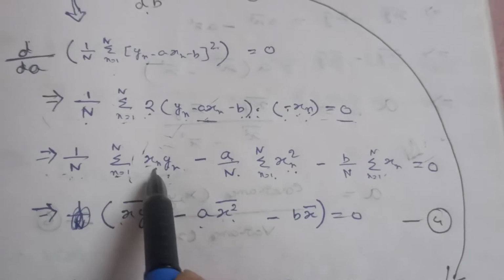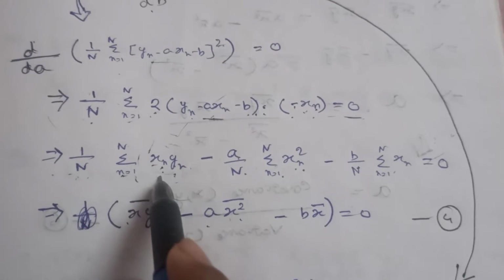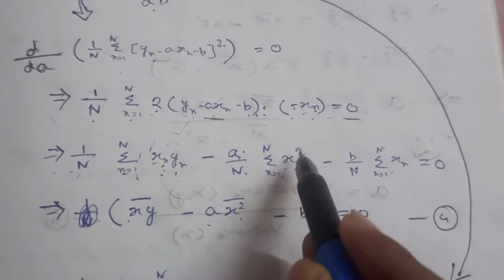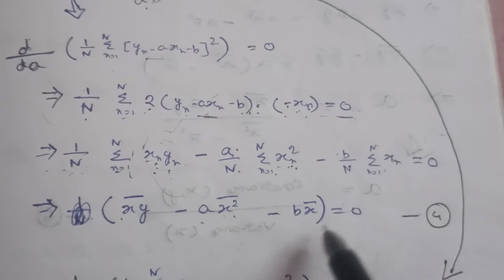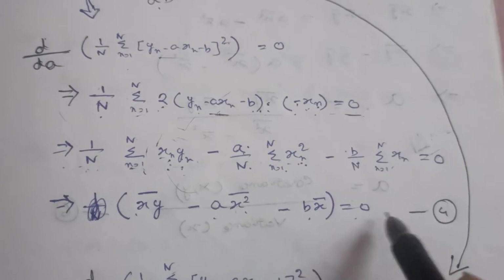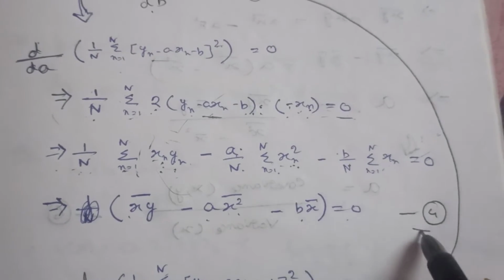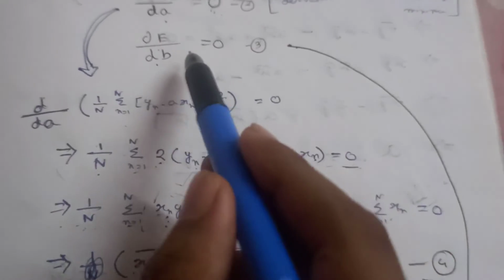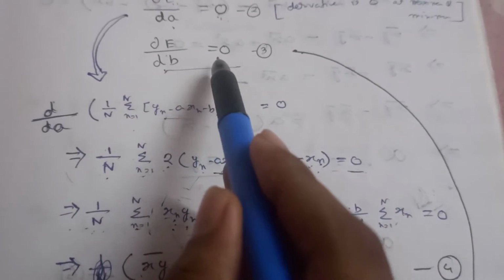So see, this is xy whole bar, this is a and x square bar, and this is b x bar, and this whole thing equals 0. Suppose this is equation number 4. I hope you understand how these things are coming. Now let's do the next thing, that is dE by dB equals 0.